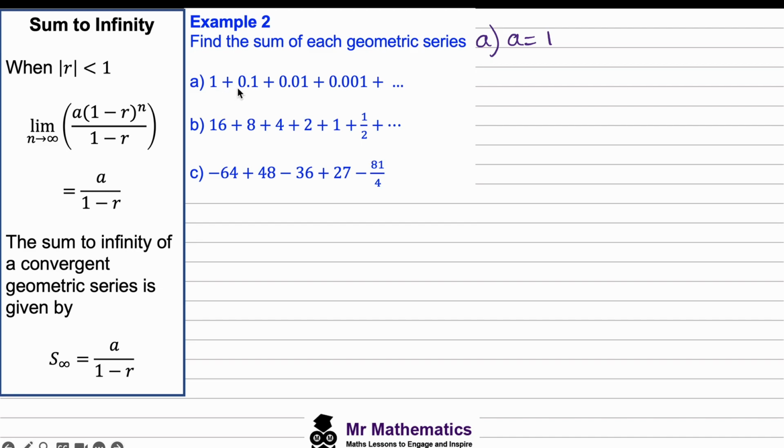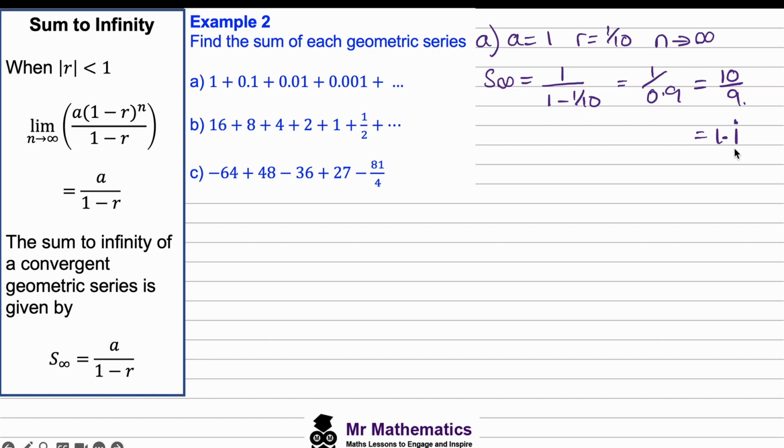The common ratio will be 0.1 divided by 1, so 1/10, and the number of terms is tending to infinity. So we can put these three values into our formula. So the sum to infinity will be a, 1, over 1 minus r, 1/10. We can simplify this denominator, and we get 1 over 0.9. Then we can work this out, and we get 10 over 9, or 1.1 recurring. So the sum will never actually get to 1.1 recurring, but it will converge to this as n tends to infinity.